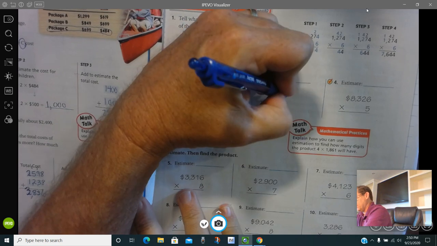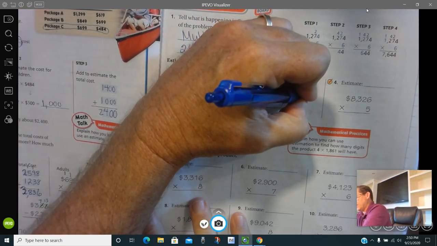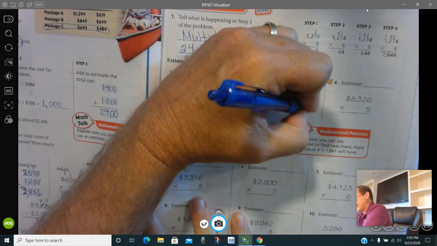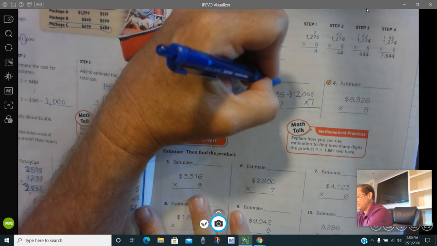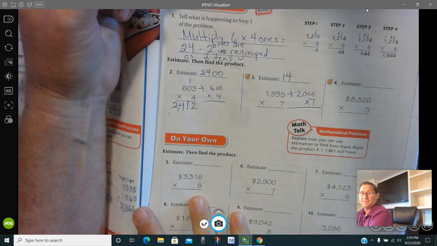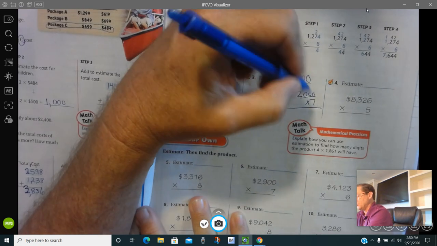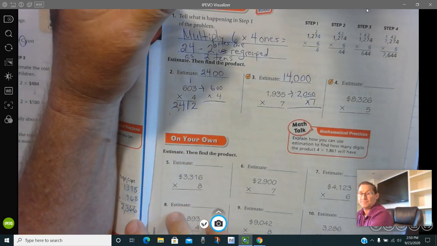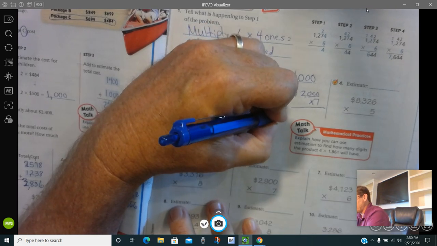All right, our next example. This time I'm going to round to the nearest 1,000. And so we have 2,000 times 7. 7 times 2, our basic math fact, is 14. And there are 3 zeros in the 2,000. So 14,000. Now our actual answer, 7 times 5 ones is 35 ones.